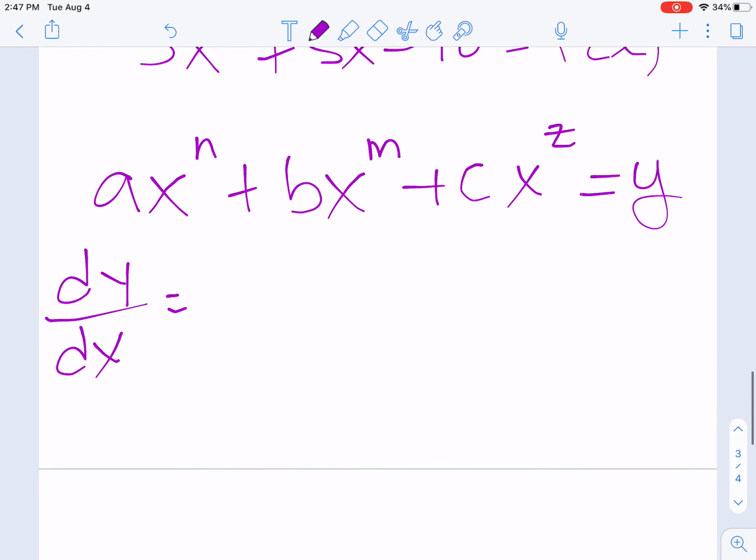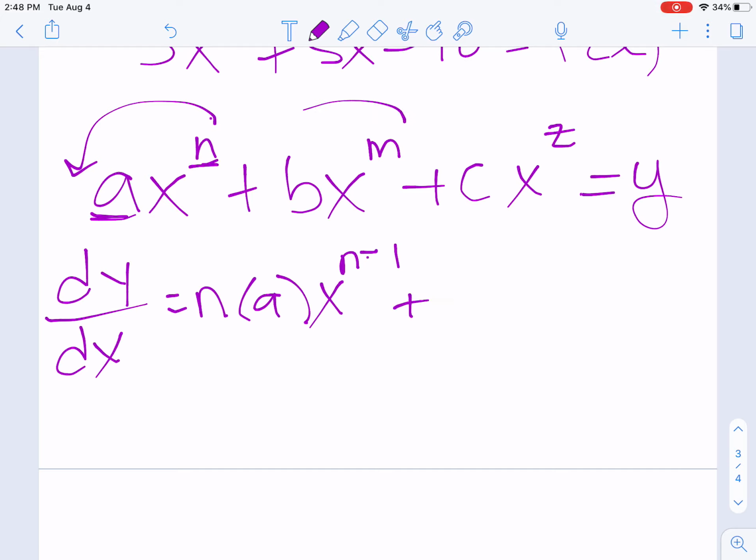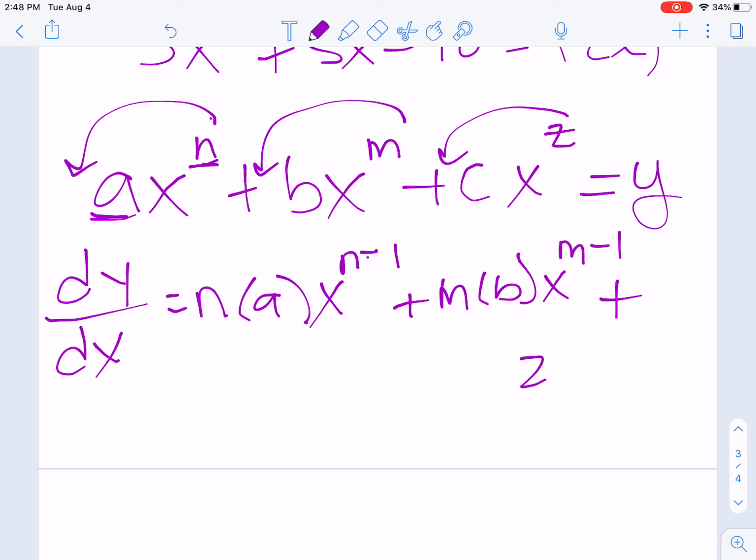In the power rule, the first thing you do is you multiply your coefficient by your exponent. So I'm going to have n times a. I'm going to keep my x. And then my exponent is going to become n minus 1. We're going to do that for every single term. So I'm going to end up with m times b times x to the m minus 1 plus, I'm going to have to come down here, z times c times x to the z minus 1.